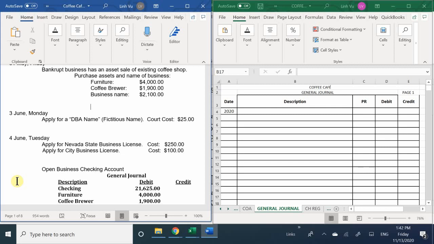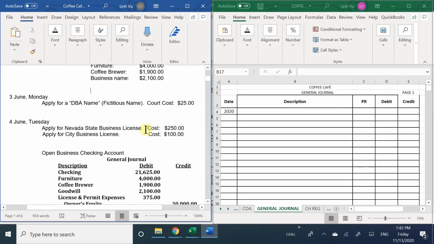No, not yet. Second thing is we're just applying. We haven't even received the business license yet, but this is a fee that was charged in order to apply. All right. So then what happened next?